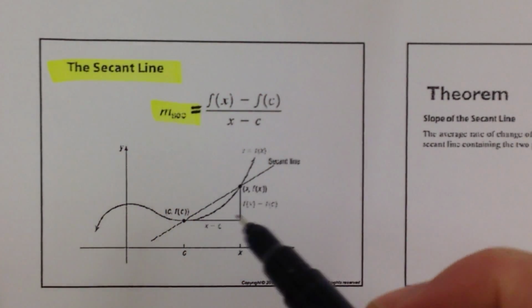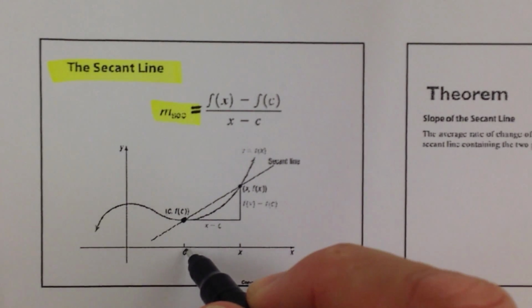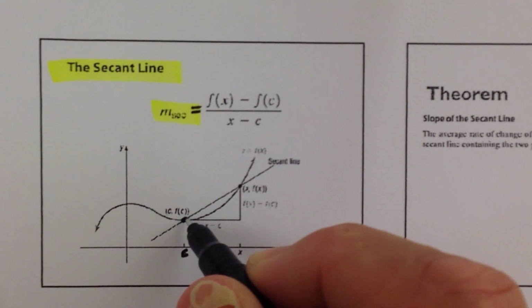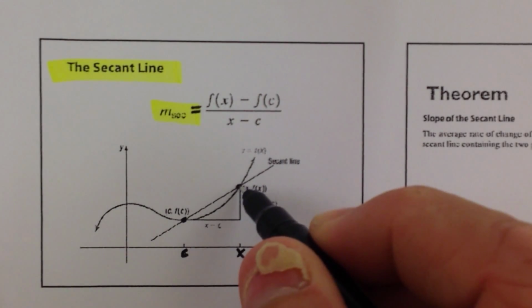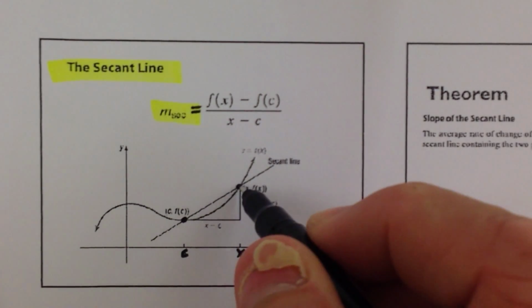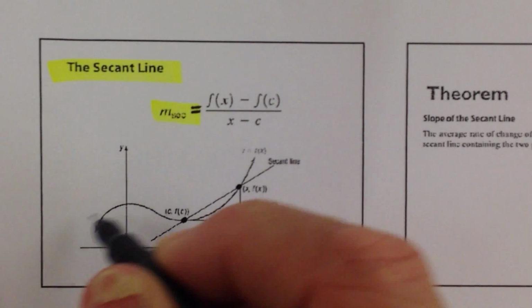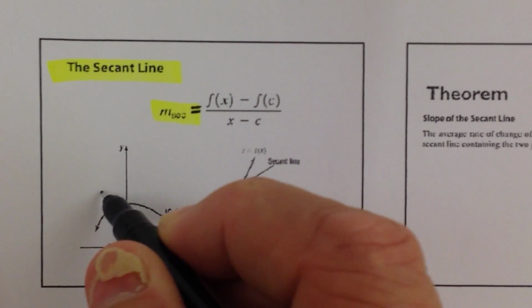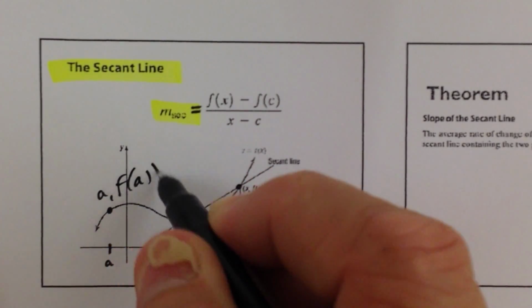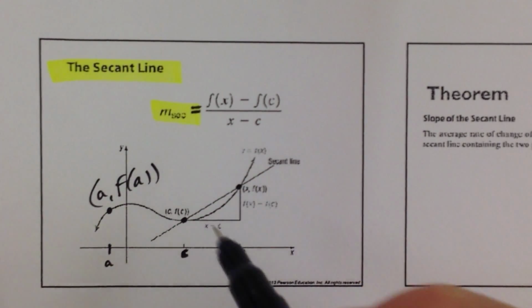And for the slope of the secant line, we have c right here, c comma f of c, and then we have some random value x comma f of x. Well, those two points are points on the curve y equals f of x. So, you know, if this is an a over here, then right over here this is a comma f of a. So hopefully the notation here isn't confusing you.